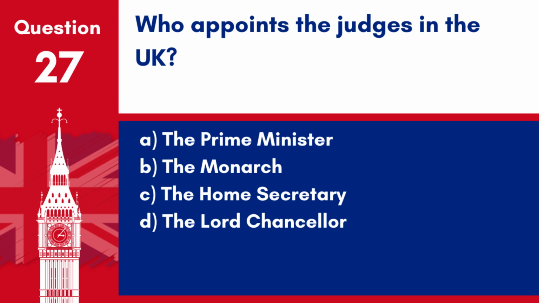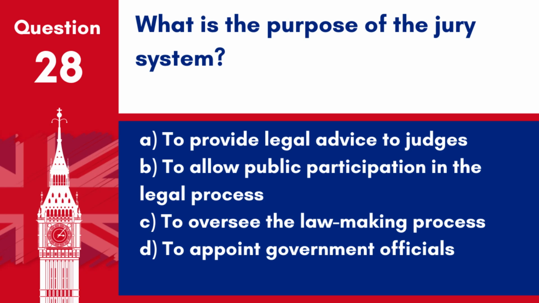A. The Prime Minister. B. The Monarch. C. The Home Secretary. D. The Lord Chancellor. Answer. D. The Lord Chancellor. The Lord Chancellor plays a key role in the appointment of judges in the UK, overseeing the process and ensuring qualified appointments. Question 28. What is the purpose of the jury system?